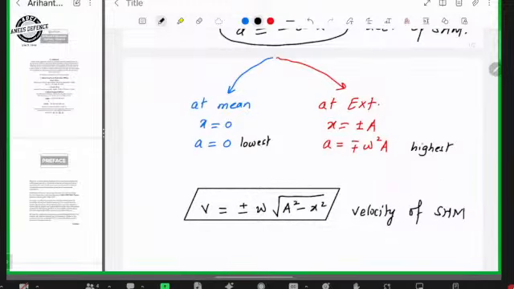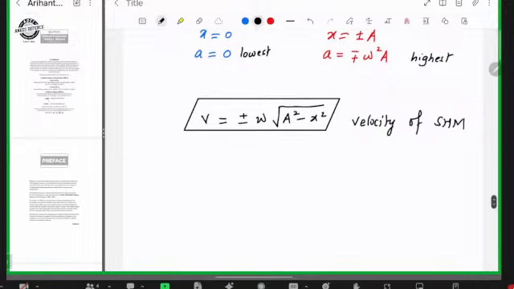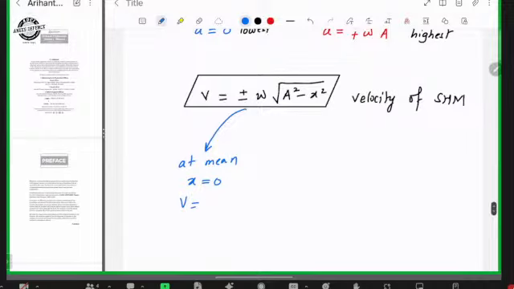Okay. Now even we can substitute the value of x as 0 here. At mean position, what will be the velocity? At the mean position, if I put x is equal to 0, I will get velocity as plus minus a omega. Check it. Because when x is equal to 0, under root of a square will be equal to a. So it will be a omega. And if I want to find the speed of the SHM at extreme position, the value of x will be equal to plus minus a. Therefore, velocity will be equal to 0.